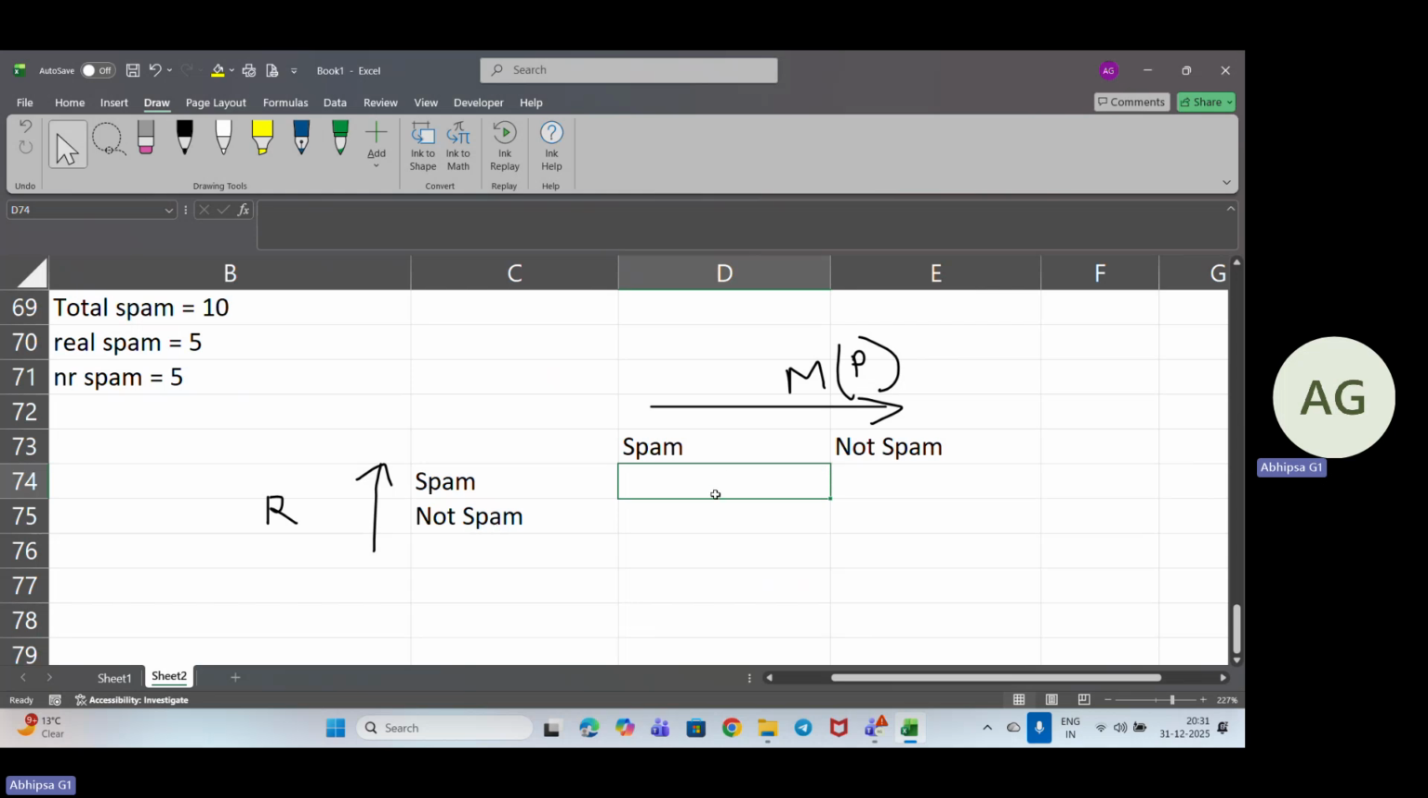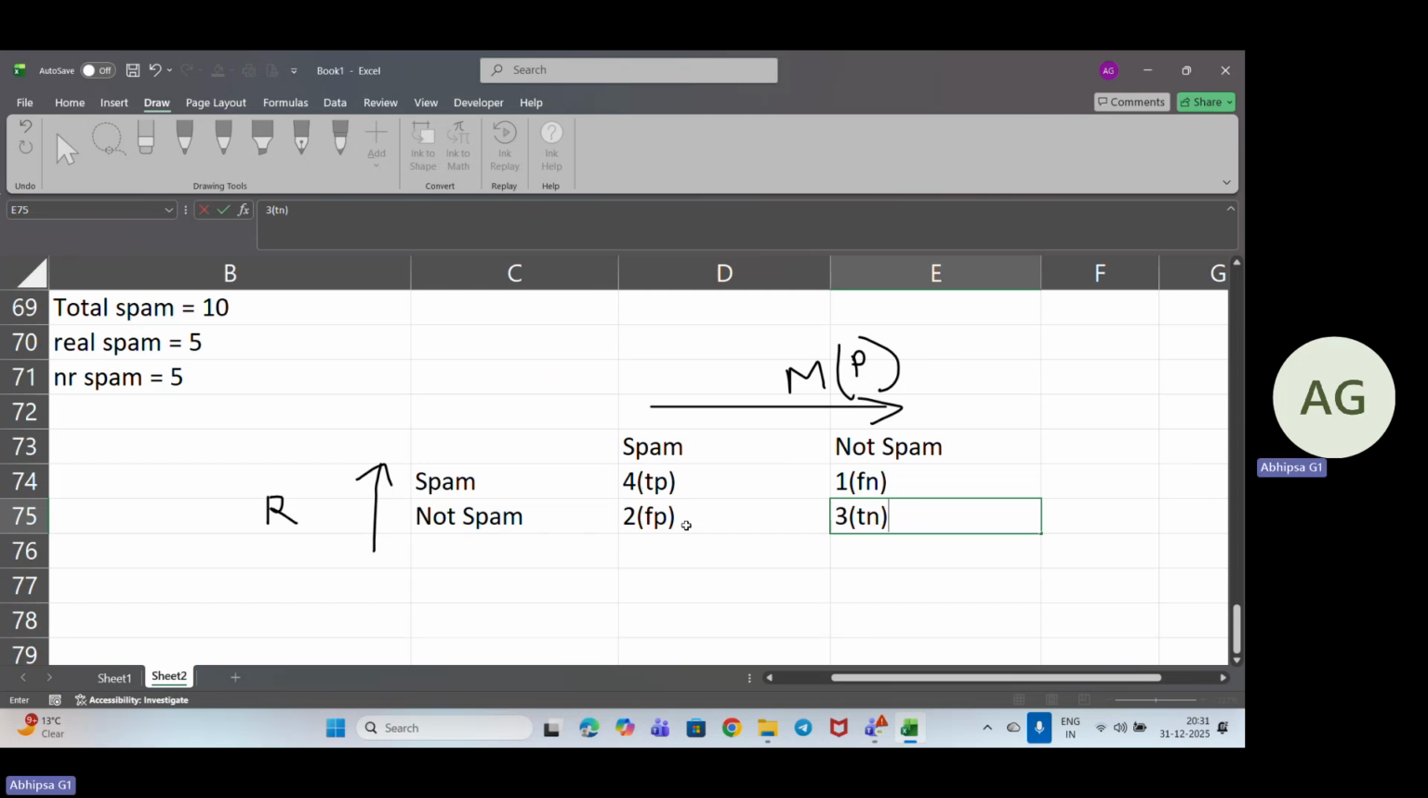So here we will be taking just numbers. The real is spam and the model is also saying spam, so it is 4, that is true positive. Now here, spam and not spam, so it is false negative. So we are taking it as FN, sorry, false negative. This is the position of false positive, so suppose it is 2, and here suppose we are taking 3 as true negative.